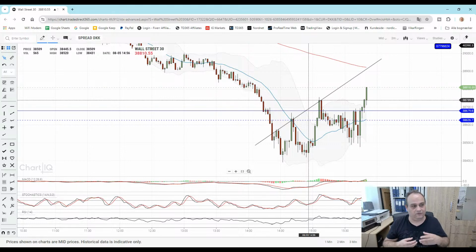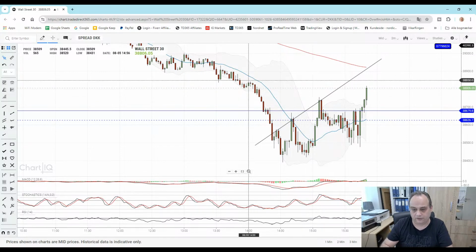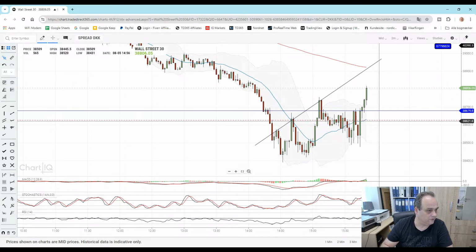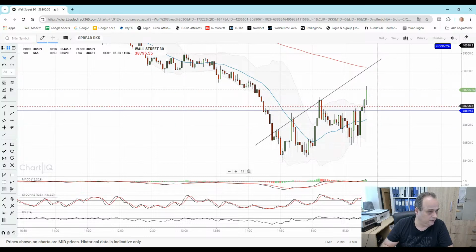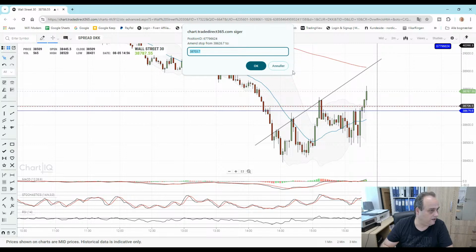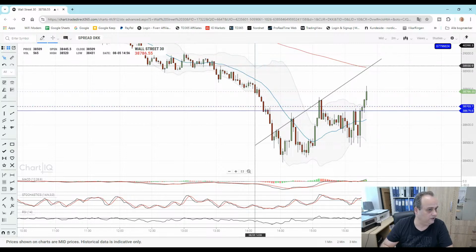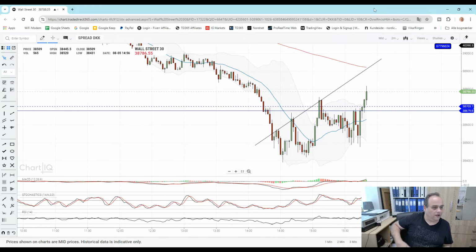So that means if the nearest green bar is taken out, I'm going to be exiting the trade. In this case, I will take my stop here and move it right underneath the green bar that's working right now. In my chart software, it asks, do you want to amend your trade? I say yes. Here we go. So now the stop has been moved.